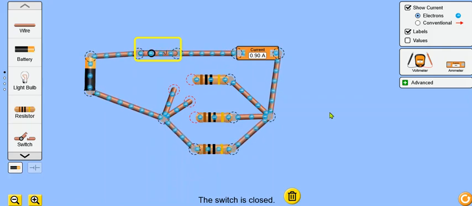The rule for adding resistors in parallel says that if I add both of these together in parallel, 1/10 plus 1/10 is 2/10. Flip the fraction over, and we get 5. We've cut the equivalent resistance in half, and the current should double. There we go. We went from 0.9 to 1.8.